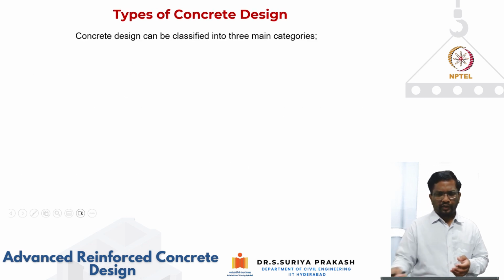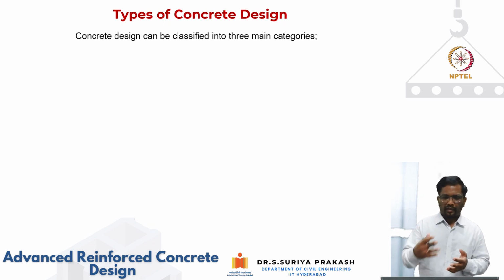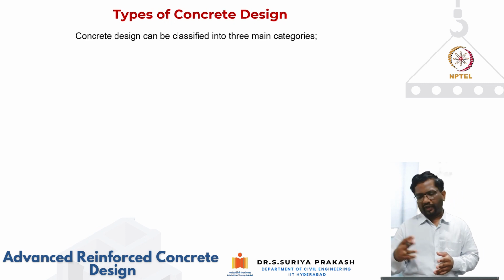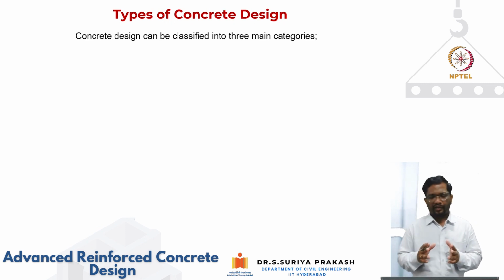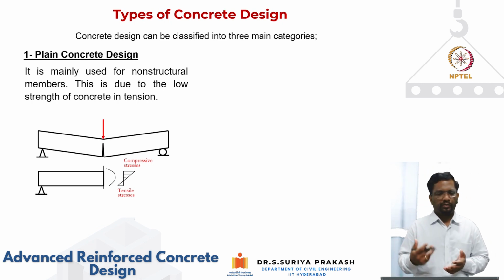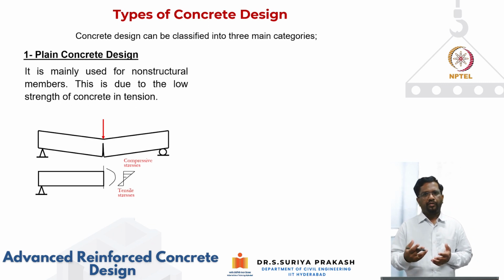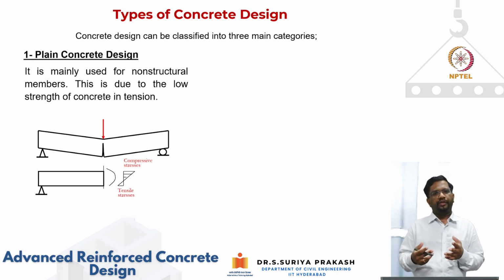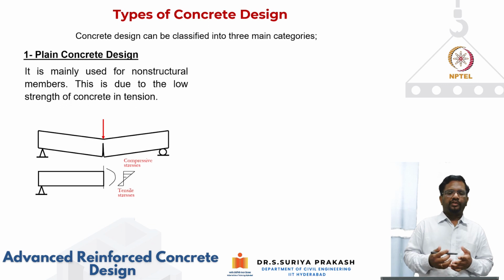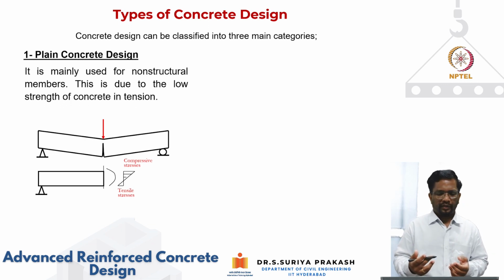Right. So we talked about the objectives of design, the various codes that are available, and the need for the codes. Now let us talk about the types of concrete design that we usually do. They can broadly be classified into three main categories. The first one is plain concrete design, and it is usually used for non-structural members. Because we know that concrete is strong in compression, weak in tension. Usually, we don't put concrete under tension. But for some non-structural members, we can use plain concrete design.